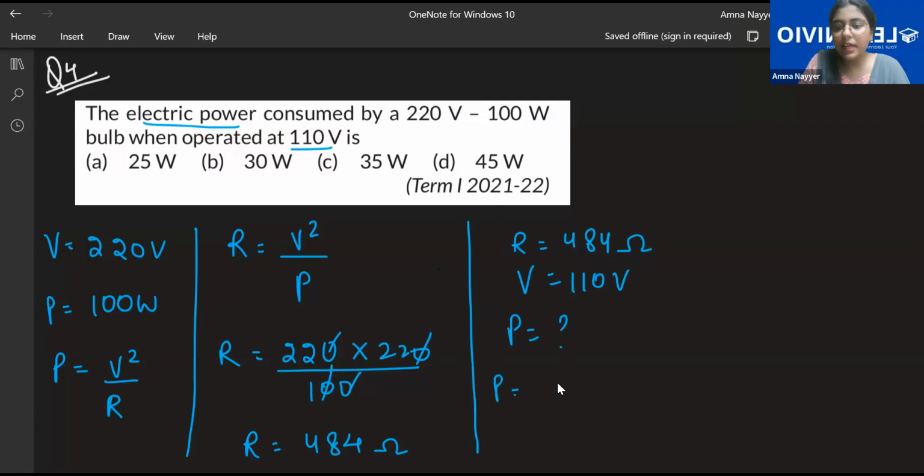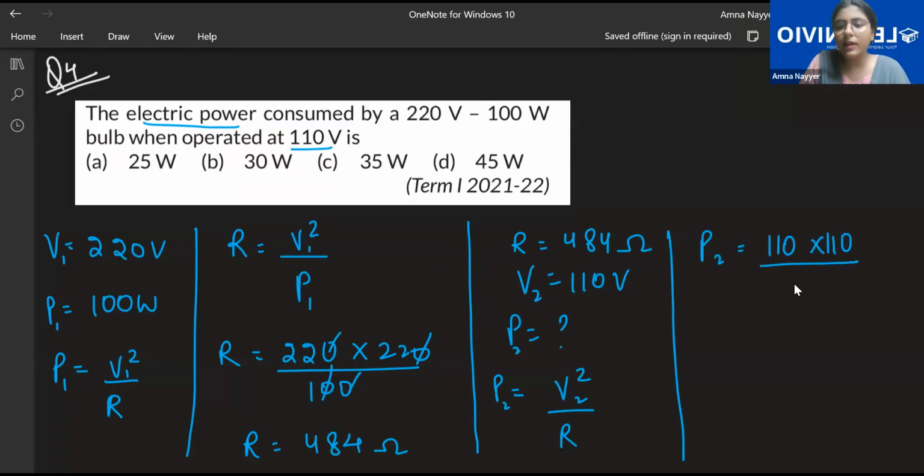So power will be V square by R. Let's say this was V1, this was P1. Okay, so P1, V1. And this is V2. P2 we have to find out. So this is different and this is different. So we will get P2 will be V square, 110 into 110 divided by 484.